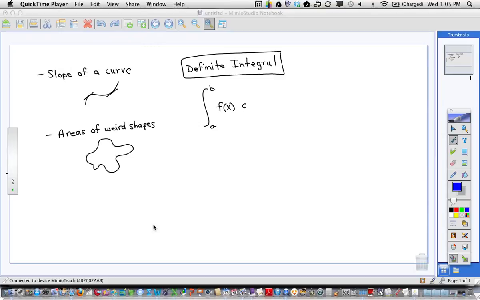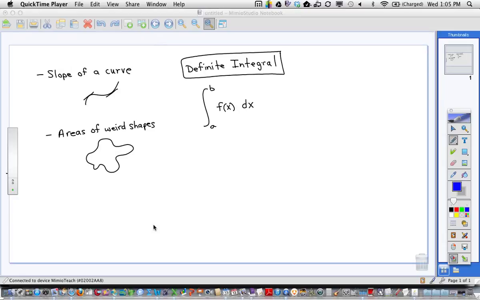f of x dx. Now we're going to learn about why this is an S-shaped thing, and we're going to learn about what that dx is doing there. But for right now, you probably can guess what we're going to think of it. Same thing we do with derivative. What do we think of when we see dx? With respect to x, in terms of x. This just means with respect to x.